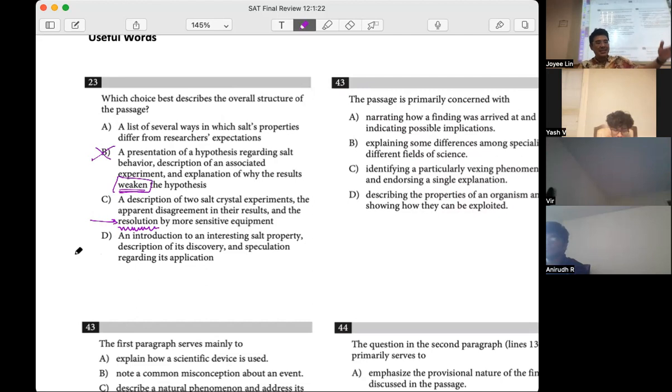So then it's not B, it's not C. So is A or D better? Yeah, A is just a list, right? It's not like a thing that you see online, right? You got to talk about the implications, right?